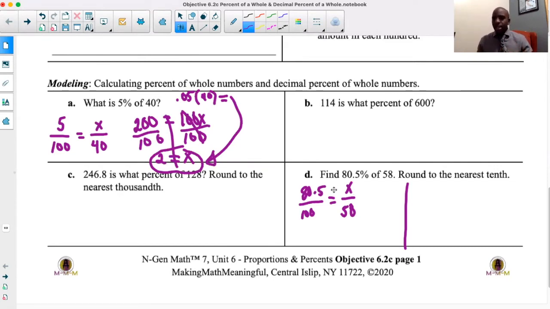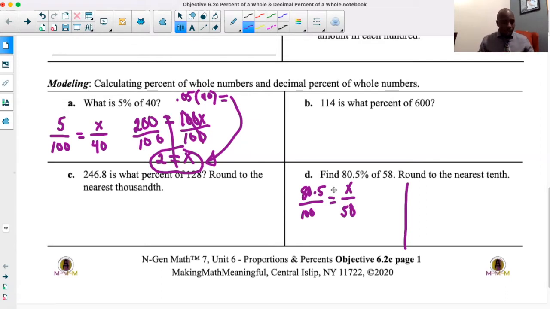But they're not. They're saying to you, find what 80.5% is of 58, which means you have to find that percent of 58.